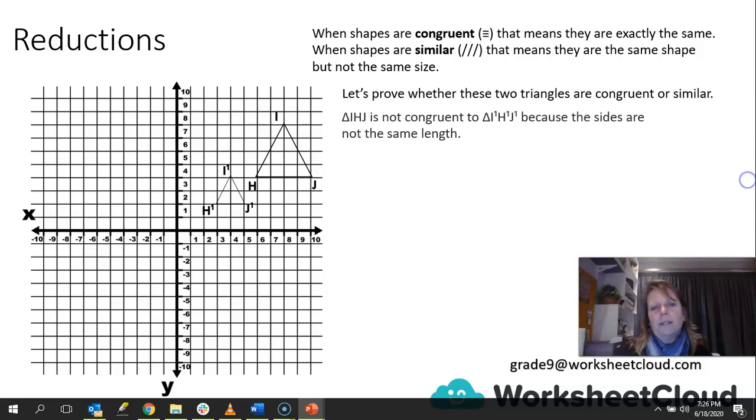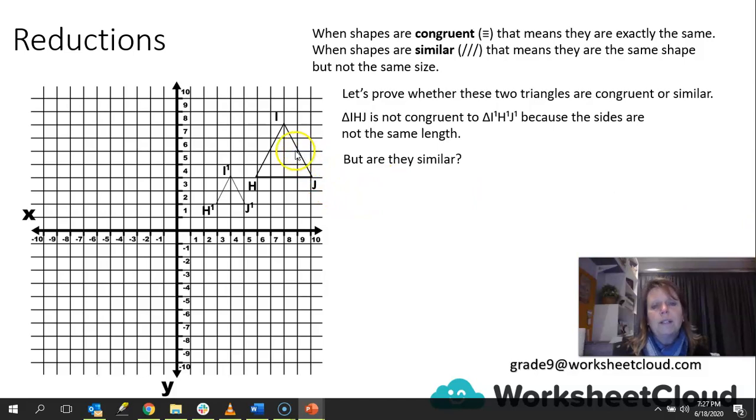Well, automatically we can say that triangle IHJ, or HIJ, is not congruent to triangle R1H1J1 because the sides are not the same length. Sorry guys, I've renamed the triangles there, but you know which triangles I'm talking about. They've got the same vertices. The sides are not the same length, so therefore they cannot be congruent.